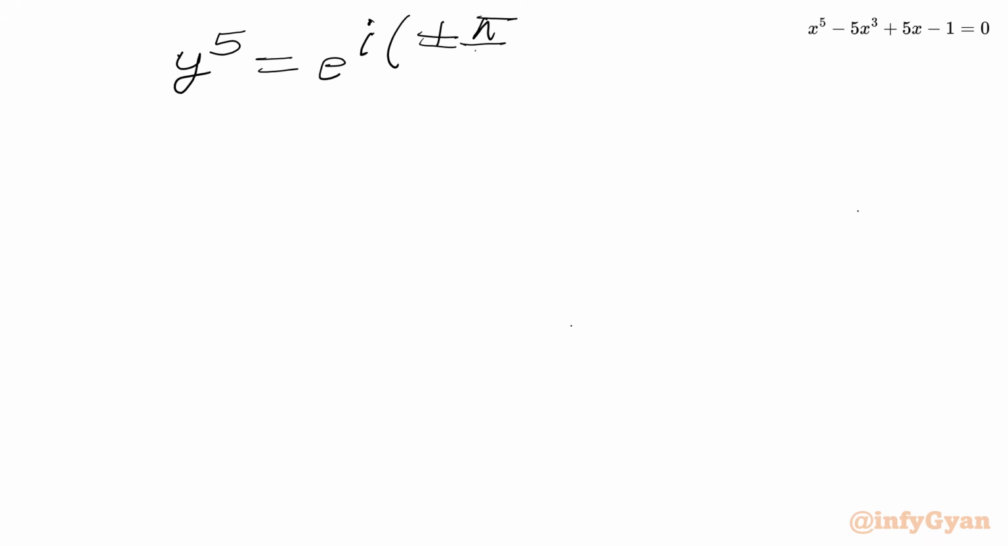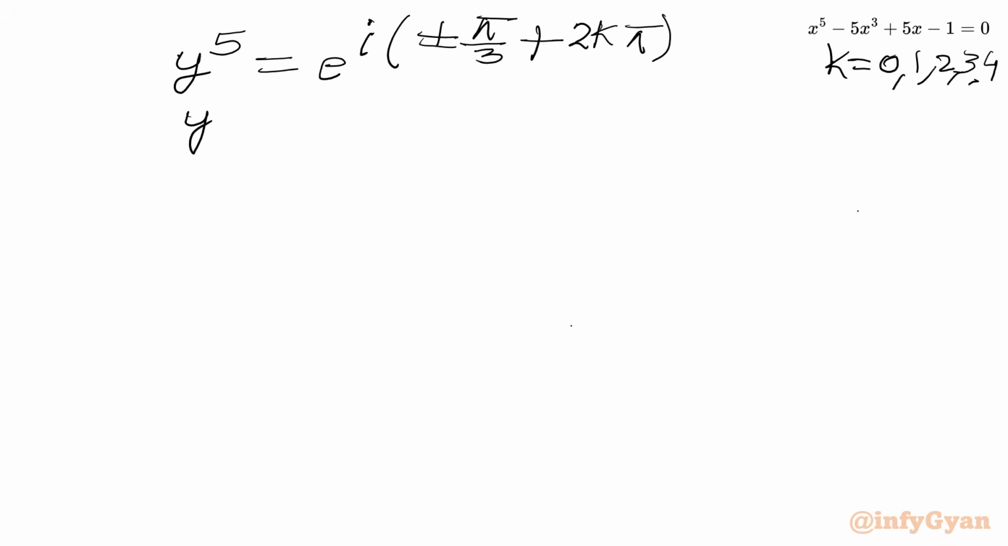So we will write y to the power 5 equal to e to the power i times in bracket plus minus pi over 3 plus 2k pi. Here k belongs to 0, 1, 2, 3, 4 for 5 values. Now I will find y.